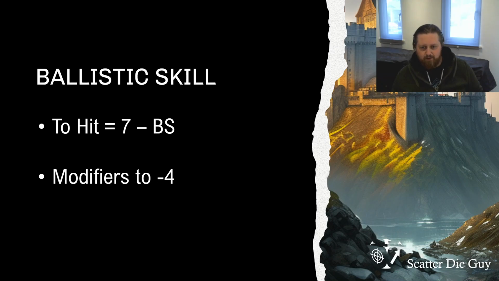It is important to note that these modifiers are applied to the to hit roll, not to the unit's ballistic skill characteristic. Units with ballistic skill of 6 or higher therefore still benefit from being able to re-roll failed hits, even if modifiers mean they no longer hit on a 2 plus on the initial roll.